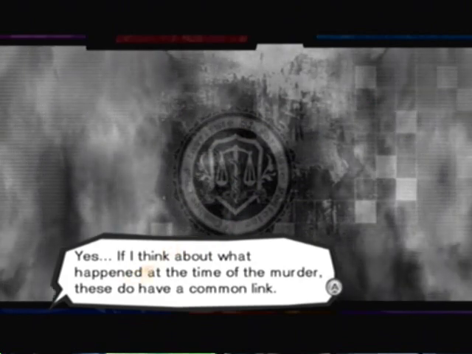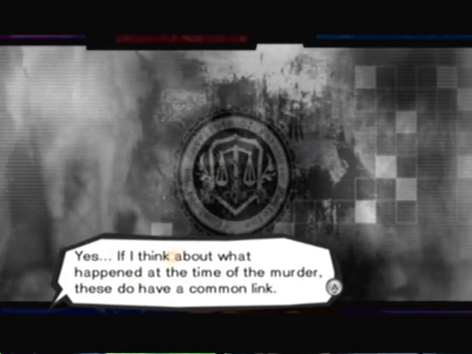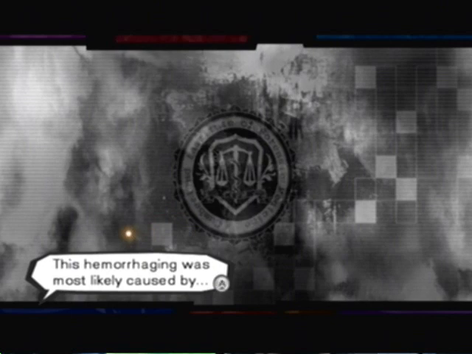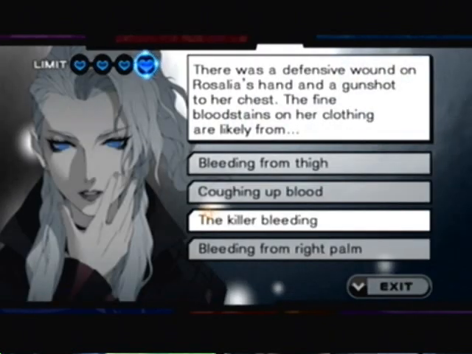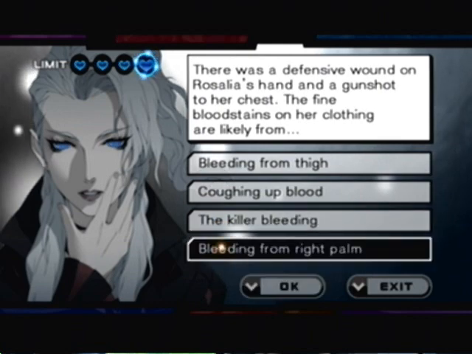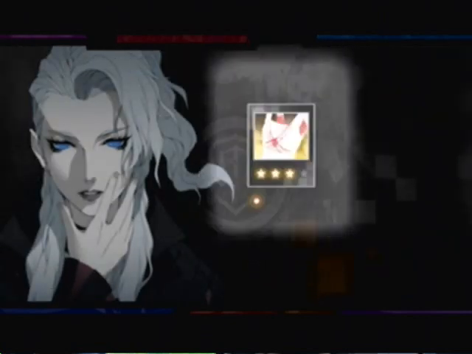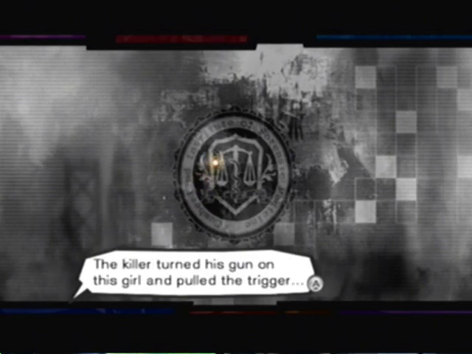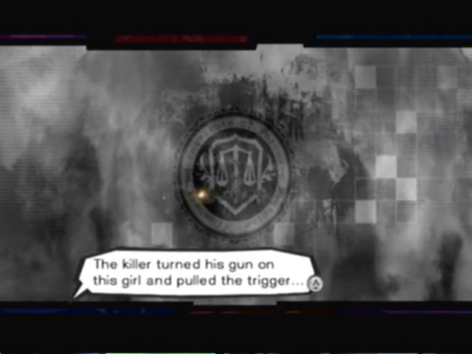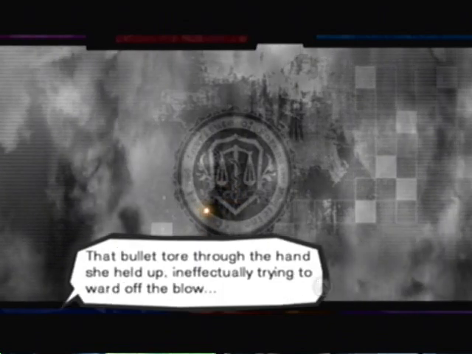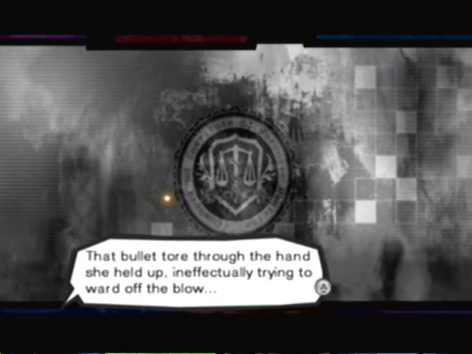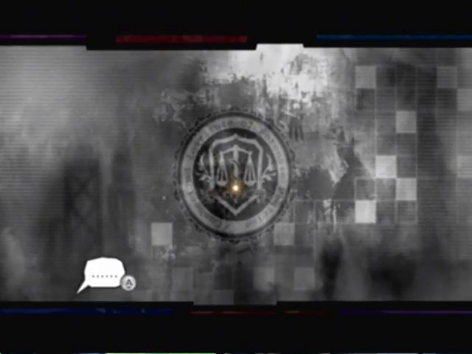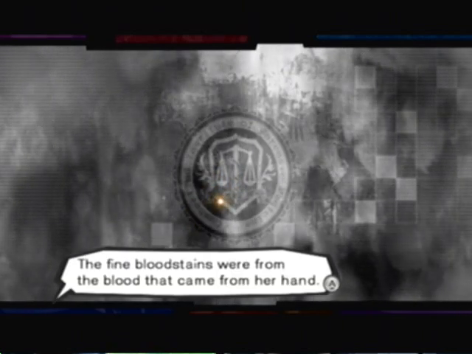Yes. If I think about what happened at the time of the murder, these do have a common link. These fine bloodstains spattering Rosalia's clothing, this hemorrhaging was most likely caused by... That's right. There was a defensive wound on Rosalia's palm. The killer turned his gun on this girl and pulled the trigger. That bullet tore through the hand she held up, ineffectually trying to ward off the blow. It then continued into her body, piercing her heart. The fine bloodstains were from the blood that came from her hand.